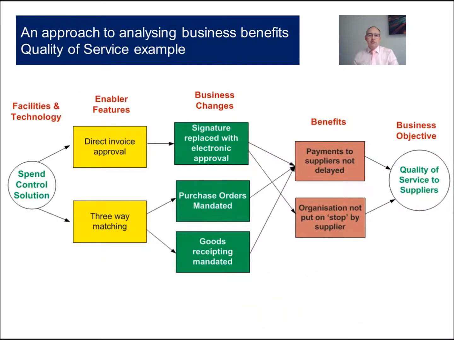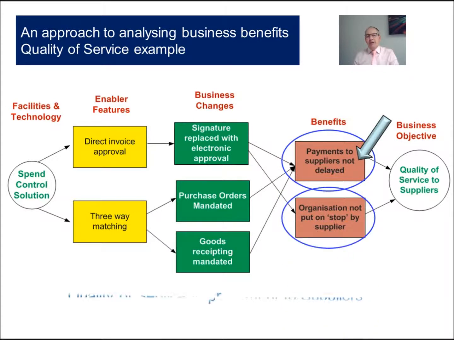This benefit dependency chart looks at quality of service improvements to our suppliers. So on the left hand side we have two enabling features, direct invoice approval and three-way matching. And as we've seen before, this leads through to business changes, and it's three business changes which should actually provide business benefits. Now the first business benefit is that payment to our suppliers are not held up unnecessarily. Now this is a quality service to them and it helps their business. It will help their cash flow.